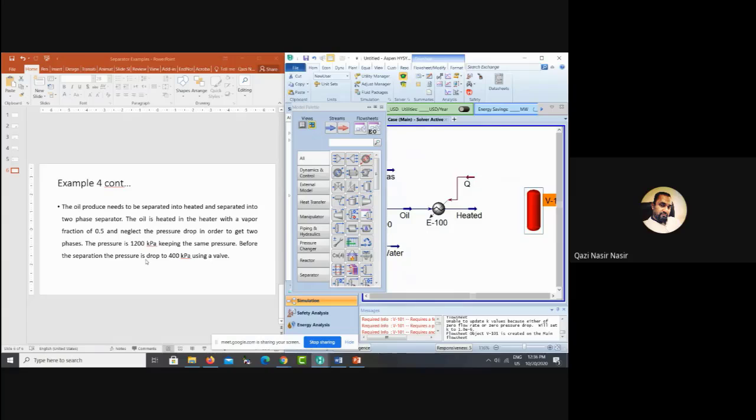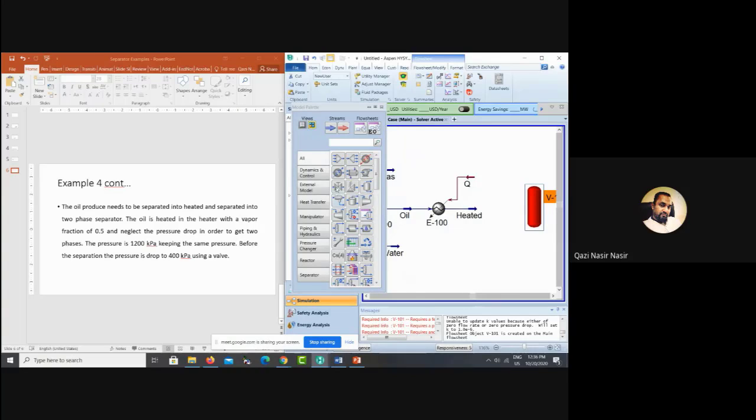Now before I install that, I need to see what the question is saying. Before I use the separation process, I need to decrease the pressure of the stream to 400 kilopascal, because if you look, the pressure is 1200 kilopascal. This is very high pressure, and at this pressure you might not get a proper separation in the separator. So you need to decrease the pressure of the stream.